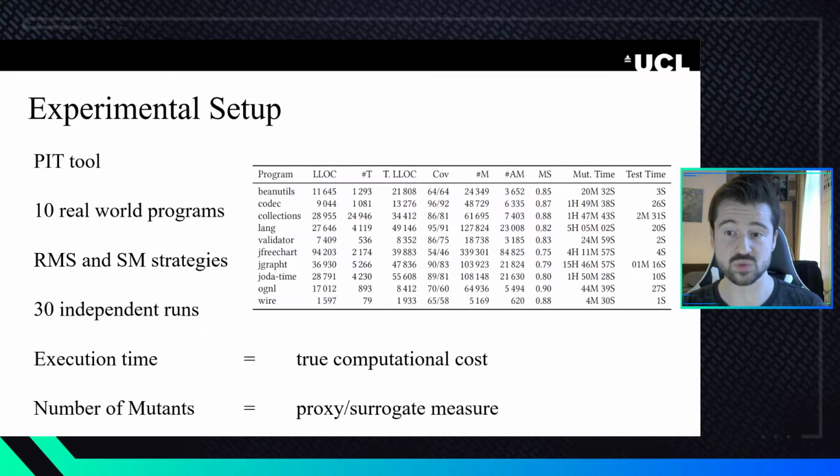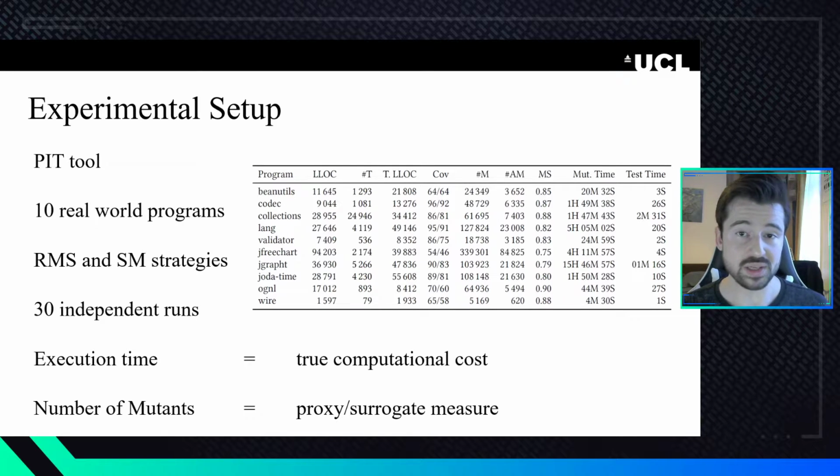To answer those questions, we use two types of strategies. First, random mutant sampling, or RMS for short, and selective mutation, or SM for short. The former selects mutants at random, and the latter selects fewer operators to generate those mutants. So by selecting fewer mutants, or by selecting fewer operators to generate fewer mutants, we can theoretically, and practically actually, reduce the cost of mutation testing.